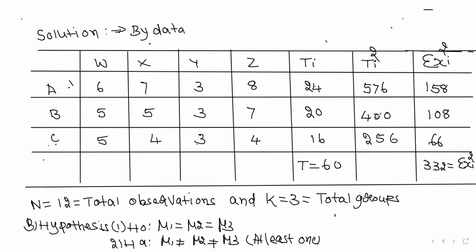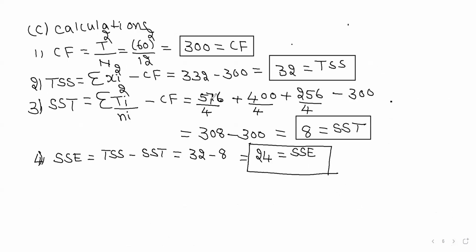Okay. Then see here, 400 divided by 4, and next plus 256 divided by 4. Look here, you make a calculation: 576 divided by 4 plus 400 divided by 4 plus 256 divided by 4 minus 300. If you calculate in the calculator, 308 minus 300 means 8. SST is 8. Then you have to calculate SSE, which means TSS minus SST. You remember all these formulas are very important. TSS is 32, minus 8 is 24. This is SSE.